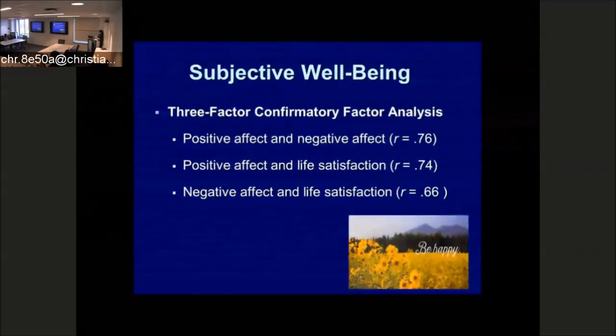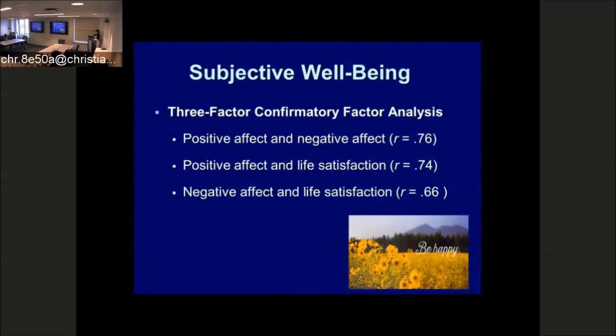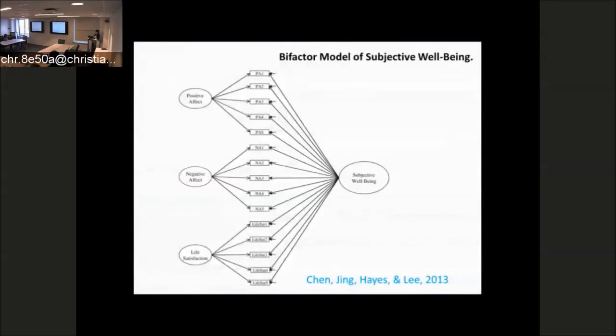We first tested a three-factor model. This is a basic model. Before you move on to the bifactor model, you always start with the multiple factor model. The three-factor model reveals these correlations. You can see they're very high, ranging from 0.6 to 0.76. And this model actually fit the data very well.